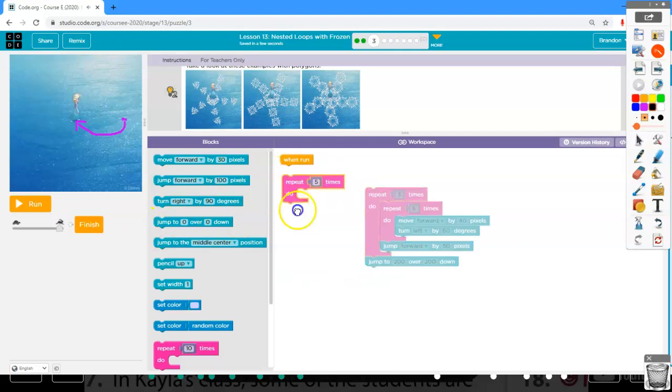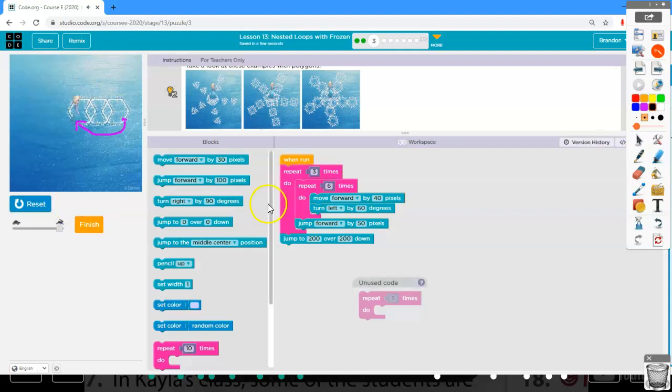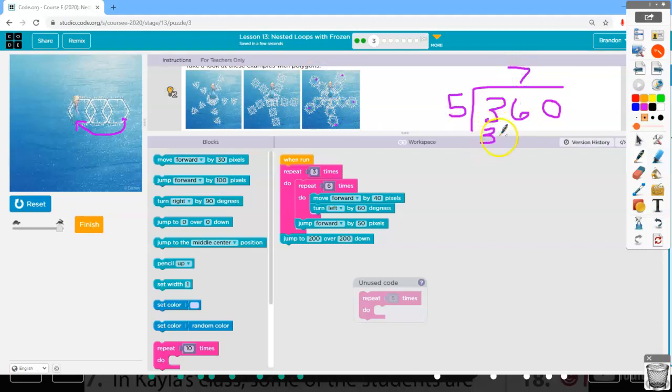So remember, after we do this, we need her to rotate. Now remember, 360 degrees is a circle, and I want there to be 5 points, because I like how 5 looks with these. I'm going to divide 360 by 5. So 5 goes into 36 7 times. Multiply, subtract, 1, bring down. 5 goes into 10 2 times. Multiply, subtract. So it's going to be 72.